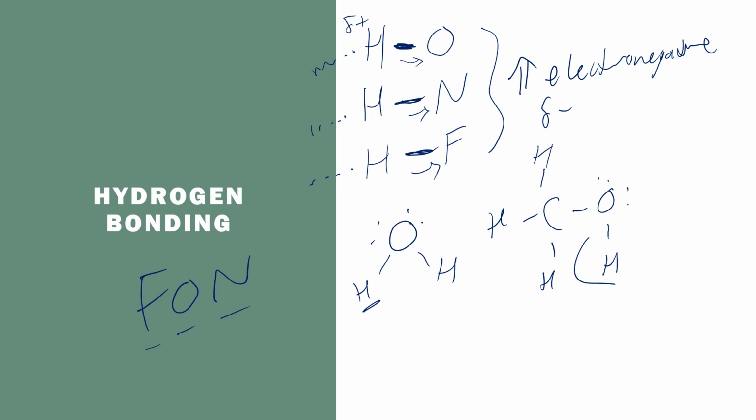And so this hydrogen can form hydrogen bonds with another compound. Another common one is ammonia, NH3. Those hydrogens can form hydrogen bonds. Hydrogen fluoride can form hydrogen bonds with other compounds. They can form hydrogen bonds with each other. So like you could form a hydrogen bond there.